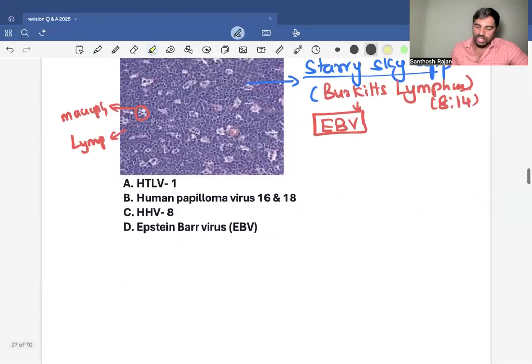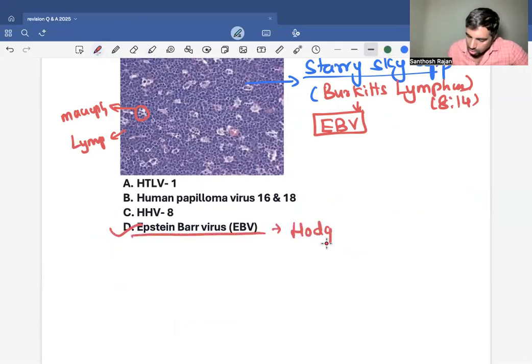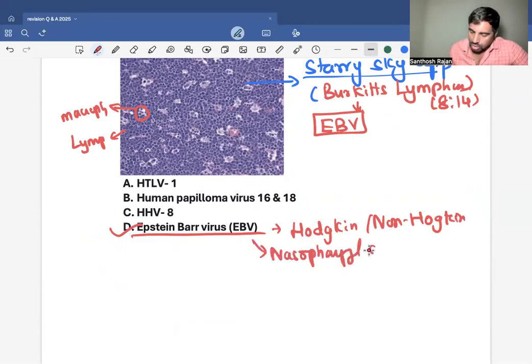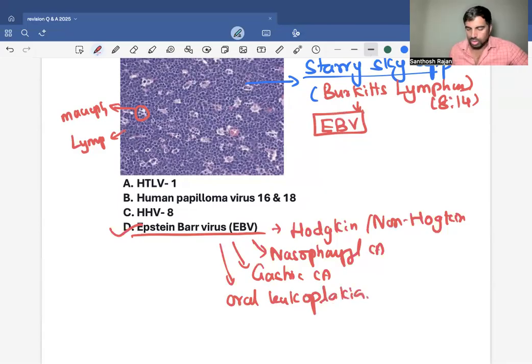So here the causative agent is, of course, your Epstein-Barr virus. Epstein-Barr virus not only causes Burkitt's, it causes Hodgkin's, also non-Hodgkin. We are talking about Burkitt's. Okay, non-Hodgkin lymphoma, and it causes nasopharyngeal carcinoma. Also, it causes gastric carcinoma. And also it causes oral leukoplakia. Okay, these are the common things caused by Epstein-Barr virus.